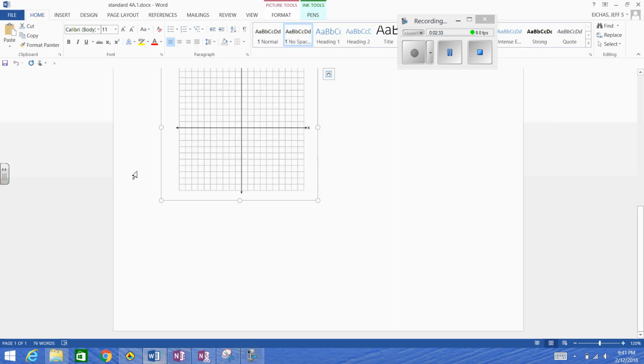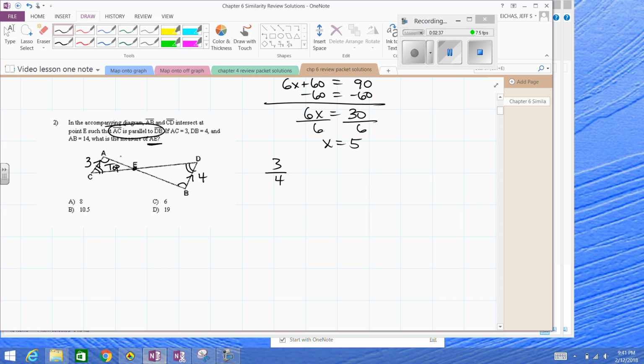So if we don't know what these are, what we can do is we can call A to E, we want that one, so let's call that X. But now A to B is 14, right? So you've got A to B is 14. If A to E is X, this is one of the tricks that we use: this could be 14 minus X, right? And then these two would add up to 14. So this is one of the strategies.